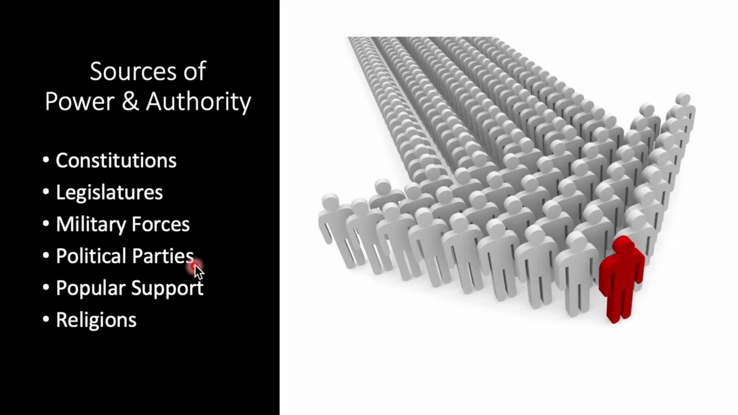Now, to be very clear, most governments and regimes will actually use a combination of sources to maintain their power and authority. It's not just one or the other. For example, Iran's Islamic Republic might have religion as a source of authority, but it also has a constitution. So we see that there are different sources that the regime pulls on to control the population. So when you try to identify sources of power and authority, you need to look at the different ways in which people are being controlled by a government in that specific country.